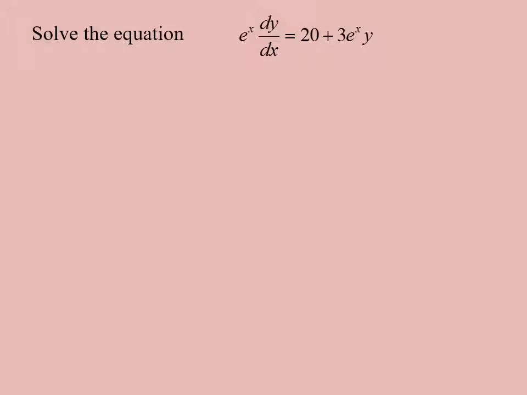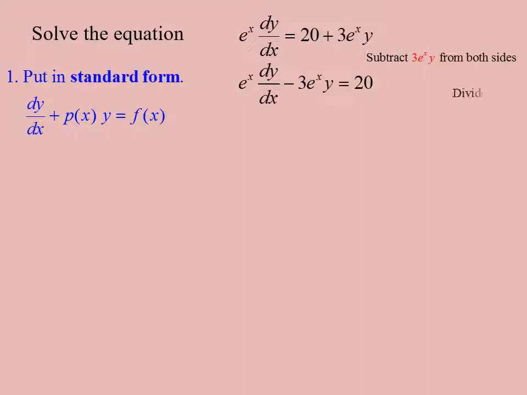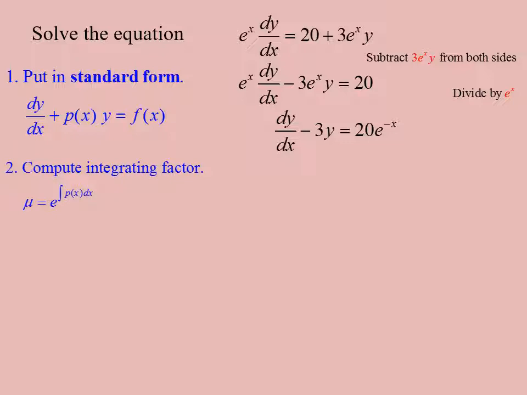Let's change this one into standard form. All we need to do is move the 3e to the xy over to the left and divide through by e to the x. Here, the p that we use for finding our integrating factor is the -3. And so we have e to the integral of -3, which would be e to the -3x.